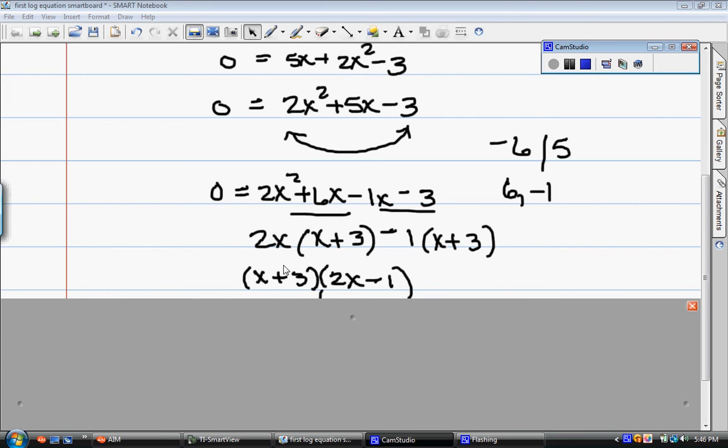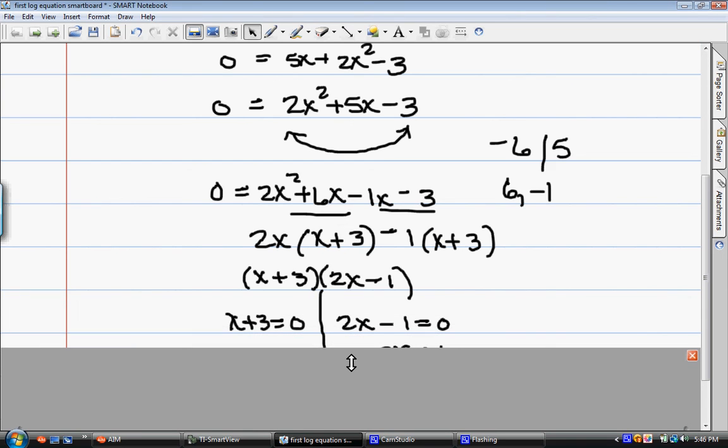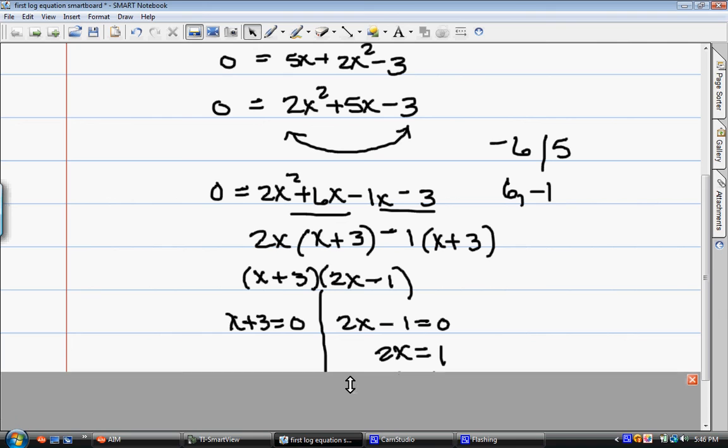I set each of those factors equal to 0 and solve the two linear equations. In this case, on the right-hand side, 2x minus 1 equals 0, which means that 2x equals 1. X will end up being 1/2. On the left-hand side, x will equal negative 3. Those are the two answers to our logarithmic equation.